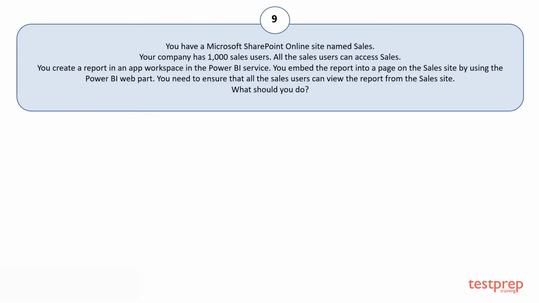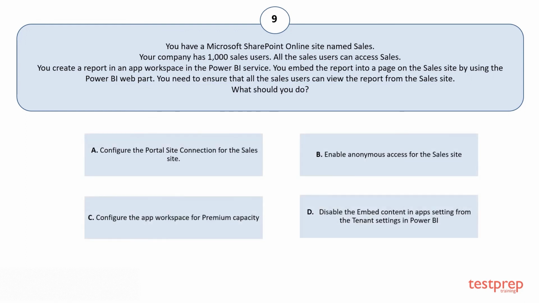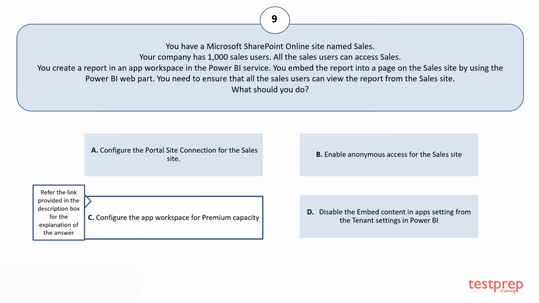Your options are: A. Configure the portal site connection for the Sales site. B. Enable anonymous access for the Sales site. C. Configure the app workspace for premium capacity. D. Disable the embed content in apps setting from the tenant settings in Power BI. The correct answer is option C.